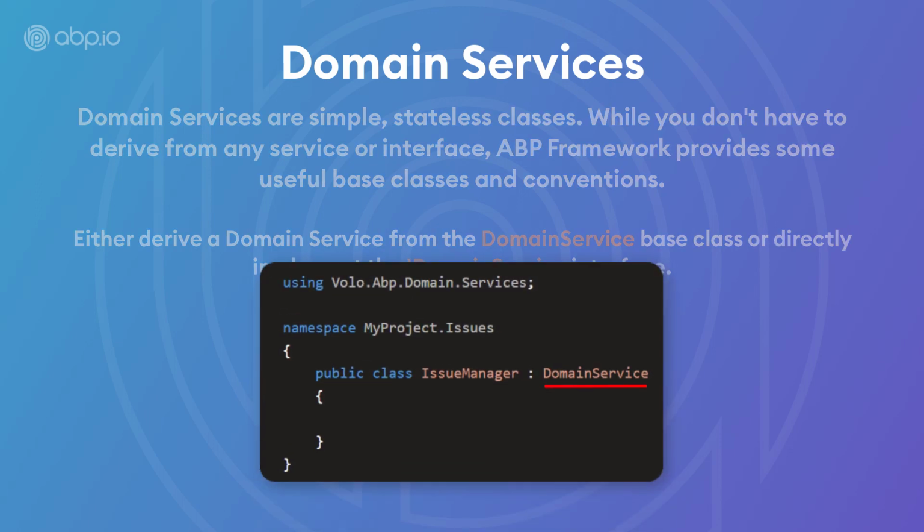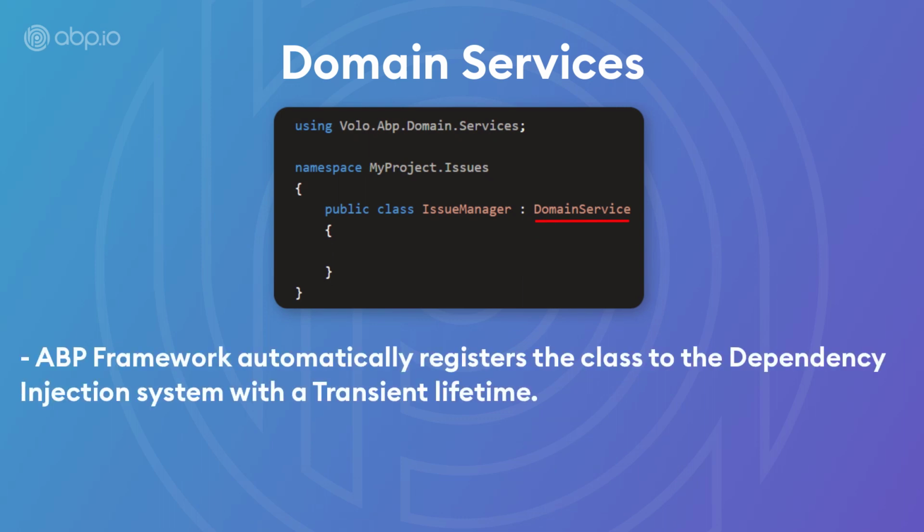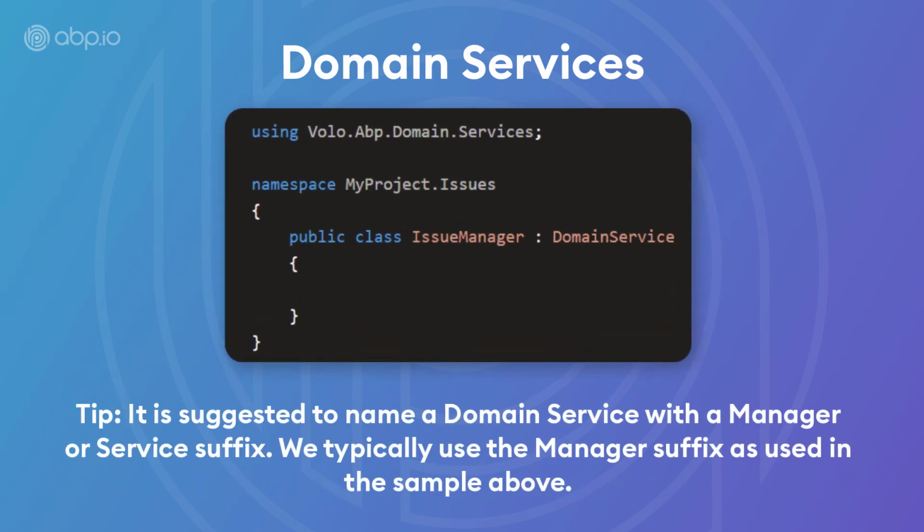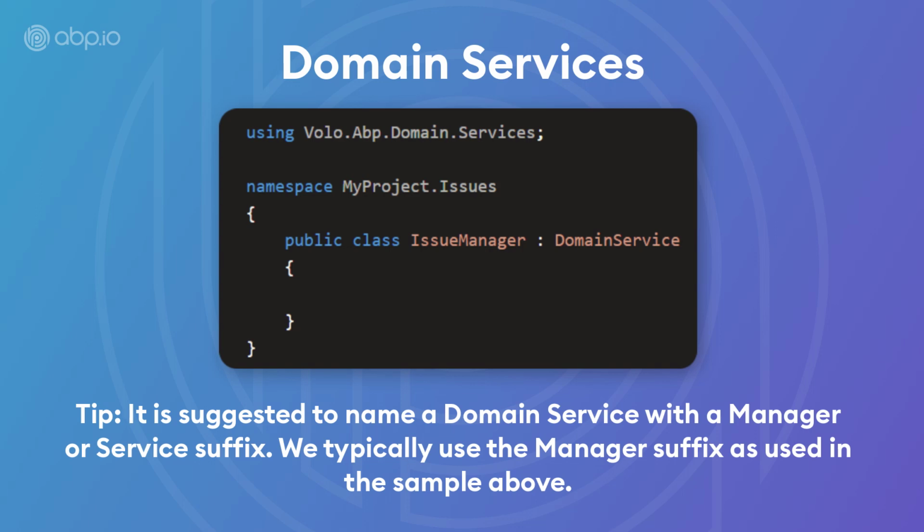Once you do that, the ABP framework automatically registers the class to the dependency injection system with a transient lifetime. And you can also directly use some common services as base properties without the need to manually inject them. For example, the ILogger and the IGuidGenerator, and we'll see that in the practical part. Please keep in mind that it is suggested to name a domain service with a Manager or Service suffix. We typically use the Manager suffix as used in the example before.